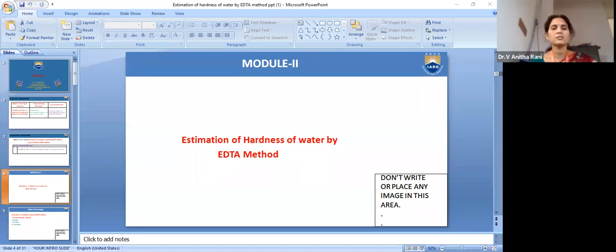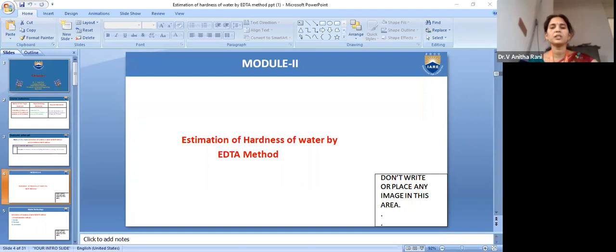We will use these chemicals in this experiment: EDTA, ethylene diamine tetraacetic acid, and Eriochrome Black T, which we will use as the indicator. And we will use the buffer solution, ammonium chloride and ammonia. Both we will mix here and prepare the buffer solution to maintain the pH at 9 to 10.